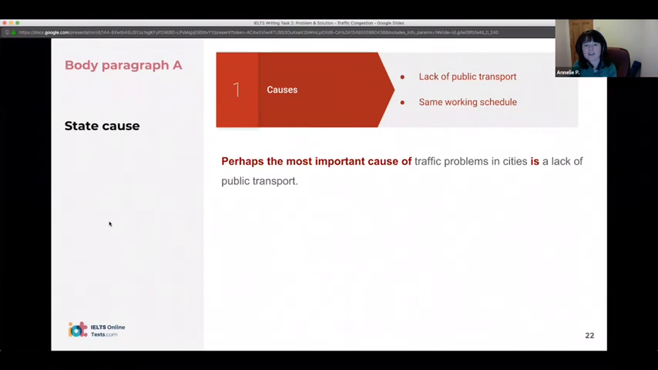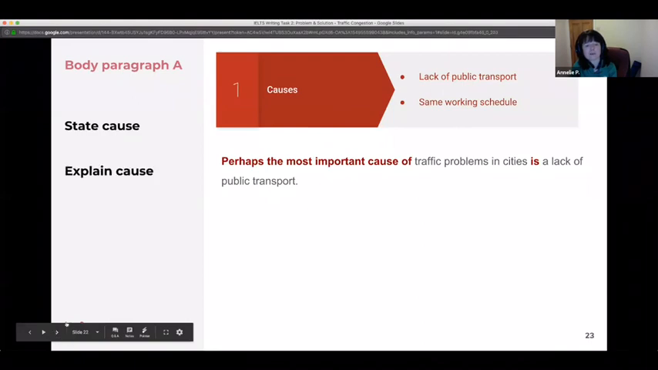Lots of very good examples there. And remember, then you need to say, so we're talking about one single one, is the lack of public transport. Okay, then we want to explain this in a little bit more detail.